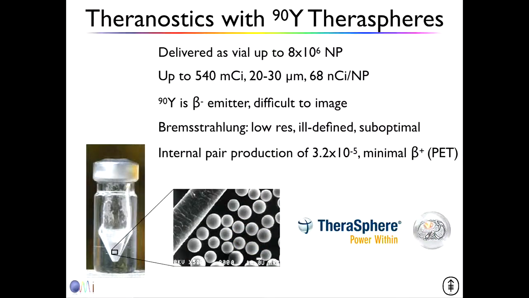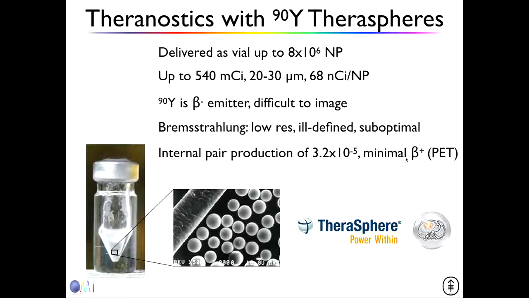But the reviewers asked, rightfully so, well, what can you do with it? Well, we looked at yttrium-90 microspheres. Of course, what you can do with it is Bremsstrahlung imaging, and we know that there's a certain amount of positrons coming out. But nevertheless, the Bremsstrahlung is relatively low resolution. The images are very ill-defined. They're not very good.